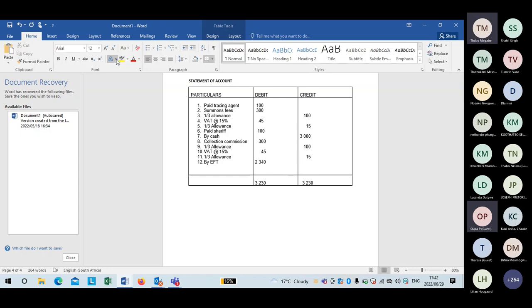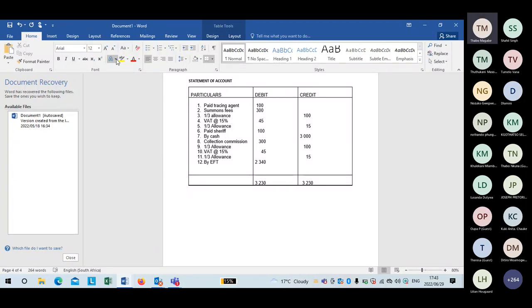Summons fees. How did you deal with the summons fees? How did you record this? In the fees journal. So you will open a fees journal where you will credit fees and VAT, and then debit Nyamsoro attorneys in business. Yes, and then you give a narration. And in your narration, what do you say? Summons fees plus VAT at 15%. Excellent.